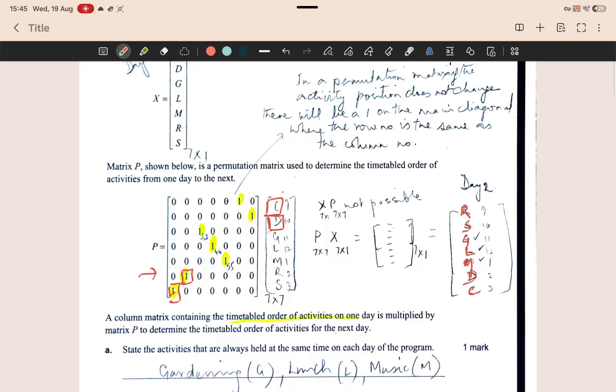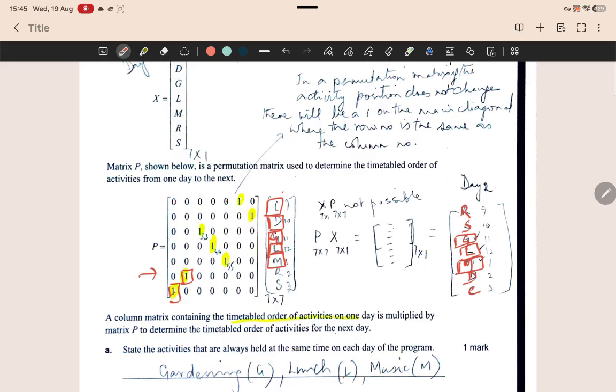Now, if you look at the elements that are in the same position after multiplying, they are G, L, and M. G is 3 here, L is 4 here, and M is 5 here. And G is 3 here, L is 4 here, M is 5 here. And if you look at the others, they have changed positions. So, state the activities that are always held at the same time on each day of the program. It is gardening, lunch, and music.